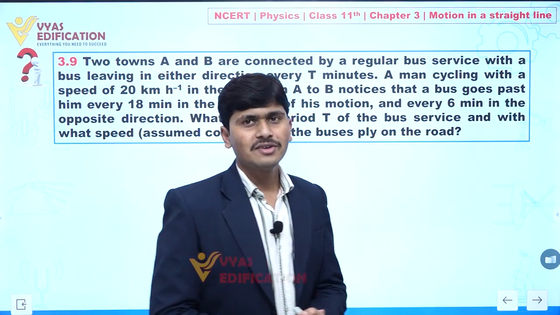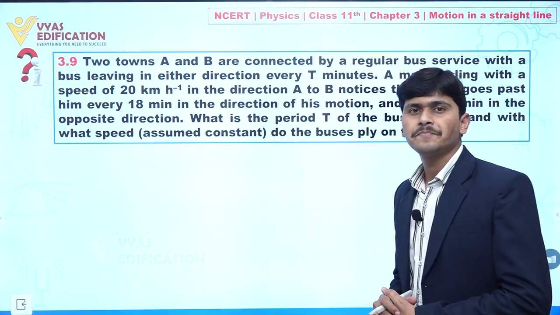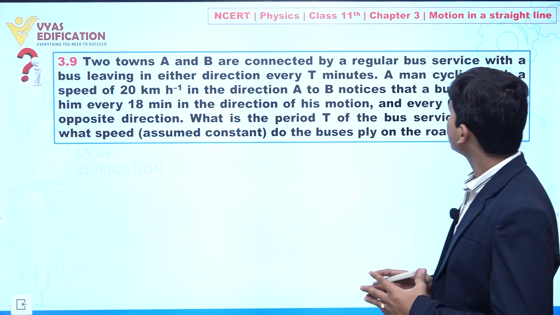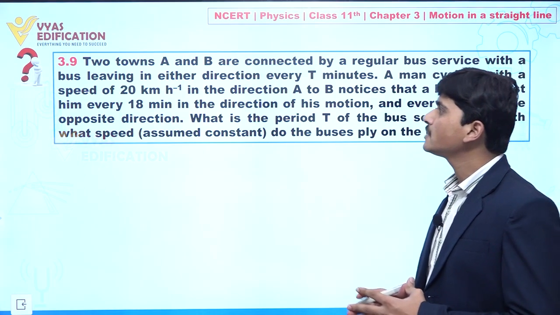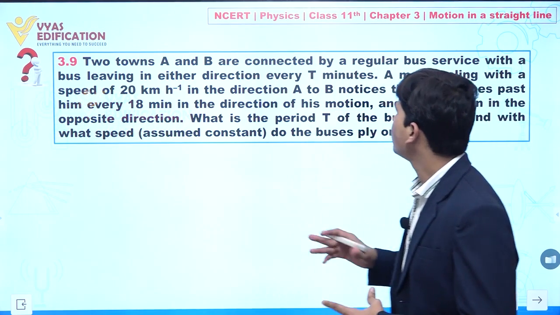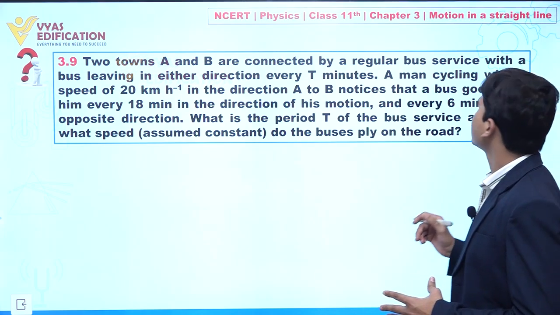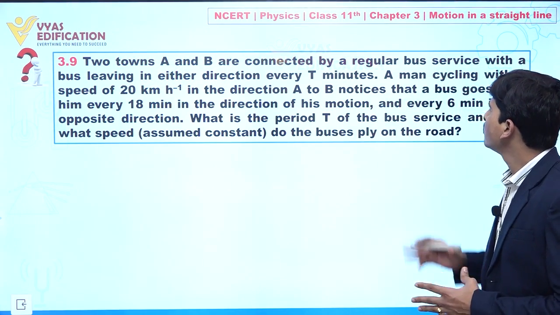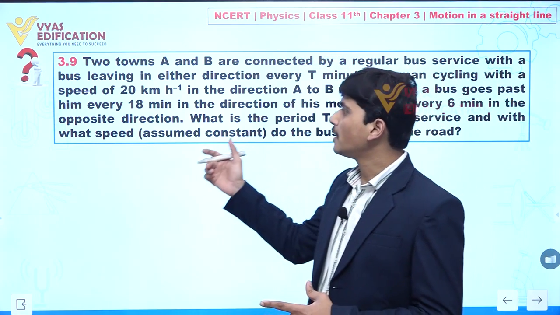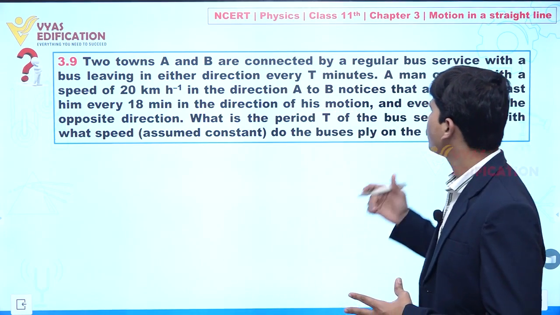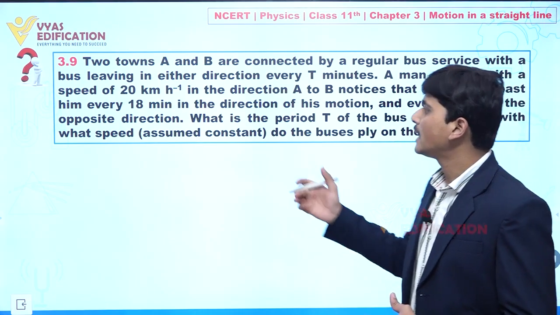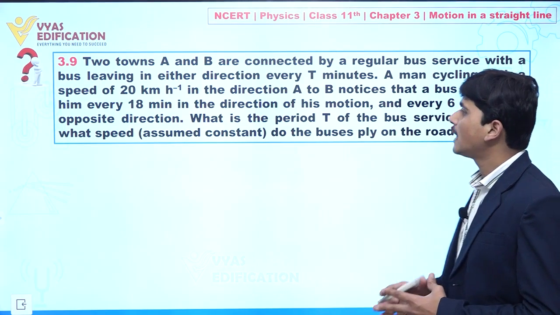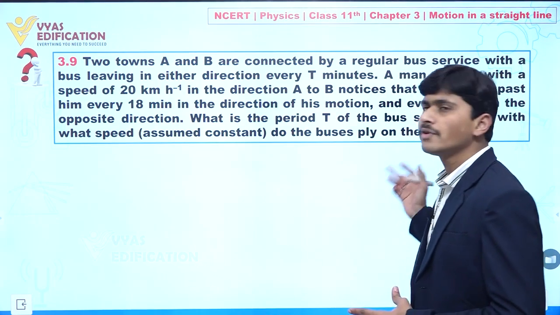Now dear students, we are going to discuss question number 3.9, and in this question it is given to you: two towns A and B are connected by a regular bus service with a bus leaving in either direction every t minutes. A man cycling with a speed of 20 km per hour in the direction of A to B notices a bus going past him every 18 minutes in the direction of his motion and every 6 minutes in the opposite direction. Find what is the period of time t of the bus service and with what speed the bus is moving on the road.